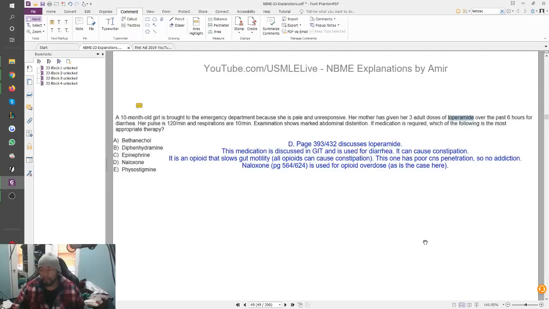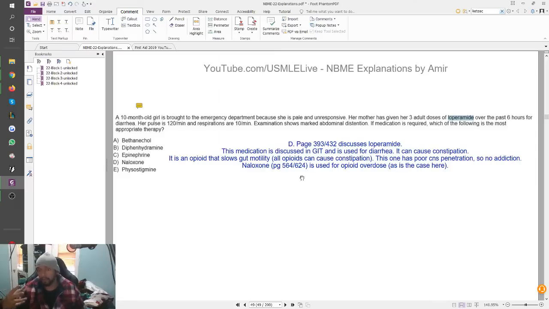So if you don't remember what loperamide is, then you're a little screwed. But generally speaking, loperamide is a very good and very high yield medication because it's also an opioid. The medication is discussed in GIT and is used for diarrhea. It can cause constipation. It is an opioid that slows gut motility, because all opioids slow gut motility. And remember that no matter how much tolerance you might have to opioids, you always develop constipation anytime you take opioids, right? There's no tolerance to that.